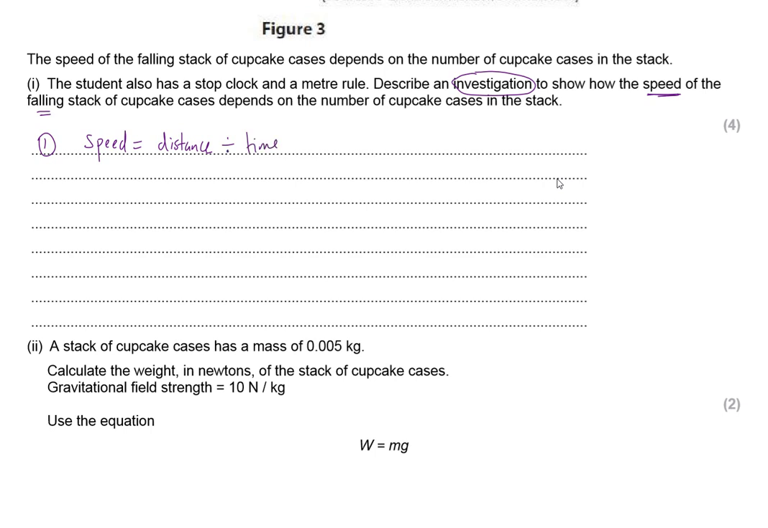Now the second one is how are we going to get distance? Now remember, we're doing an investigation. So distance, we're going to say measure. So again, we're forming it. So measure the distance, measure the height, using a ruler or meter ruler. So use the height, therefore, at a certain height. And then we have the cupcakes there. Okay, that's the first one.